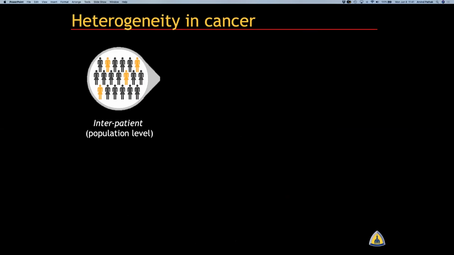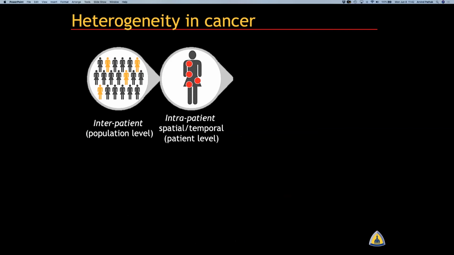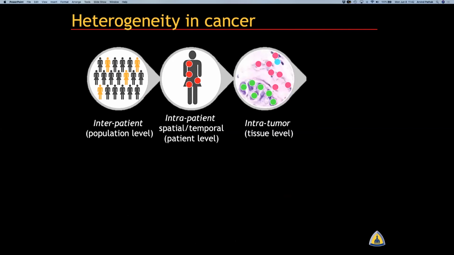So one of the things in cancer that's been a really important problem is this issue of heterogeneity. What I mean by that is that the same cancer presents very differently in different types, in different patients. That's what we call interpatient or population level heterogeneity. The same tumor type, when it metastasizes or spreads to different parts of a patient's body, can present very differently, both at the genetic and the phenotypic level. That's what we call intrapatient heterogeneity.